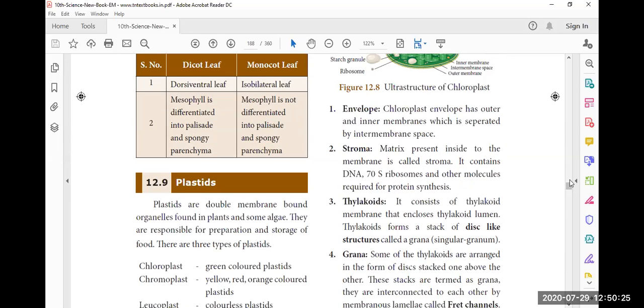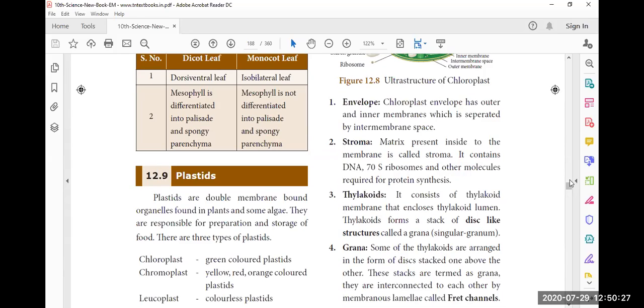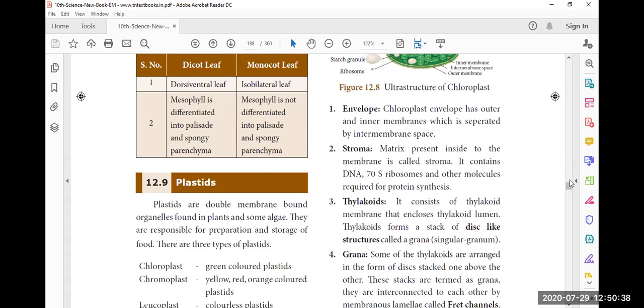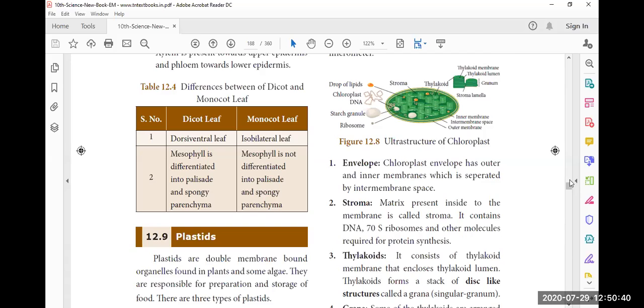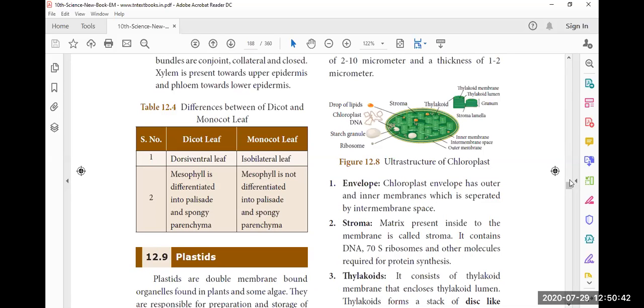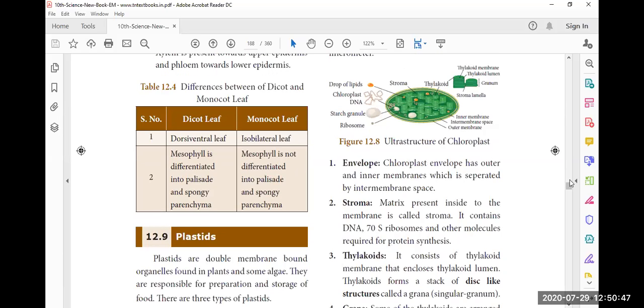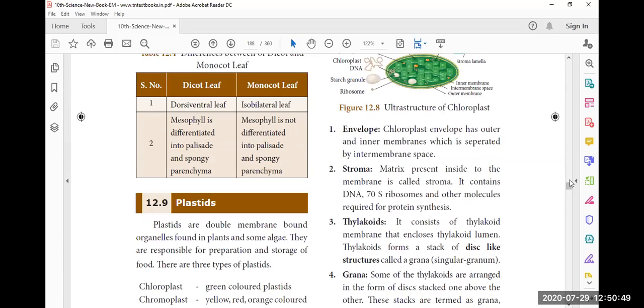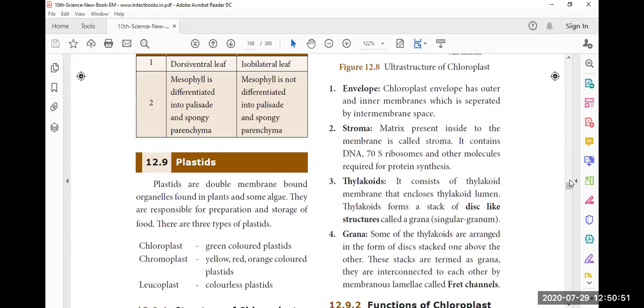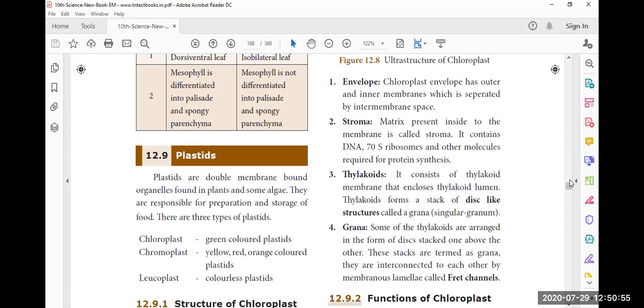Okay. Next is thylakoid. Thylakoid consists of thylakoid membrane that encloses thylakoid lumen. Thylakoids form stacks of disc-like structures called grana. Here, if you see the structure of thylakoid, it looks like piles of coins placed one above another. Okay. So next grana. Some of the thylakoids are arranged in the form of discs, stacked one above the other. So these stacks are termed as grana.